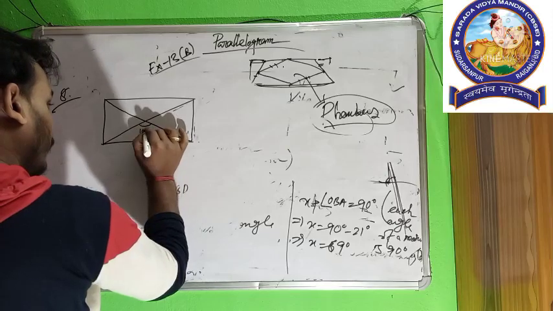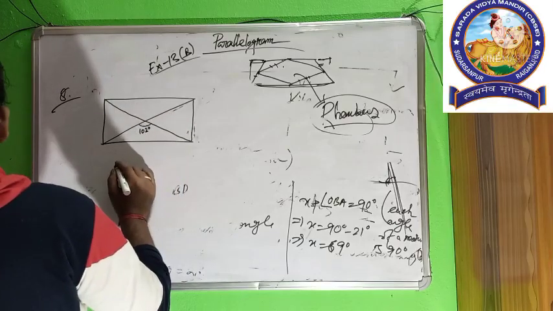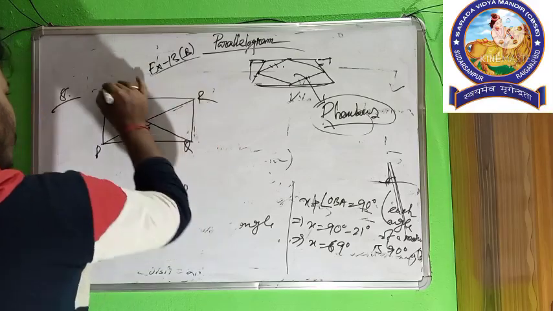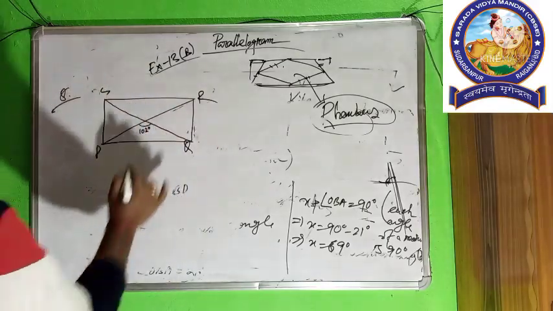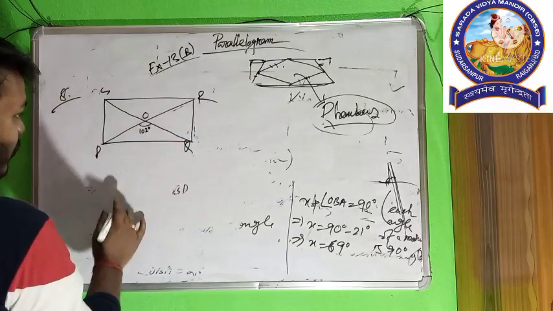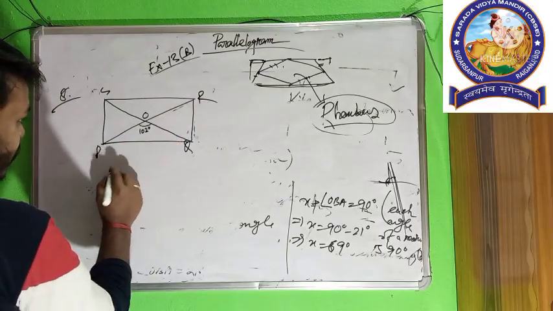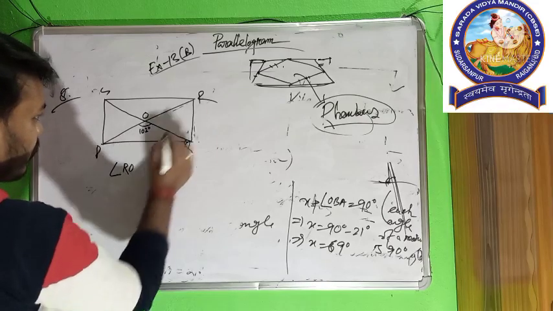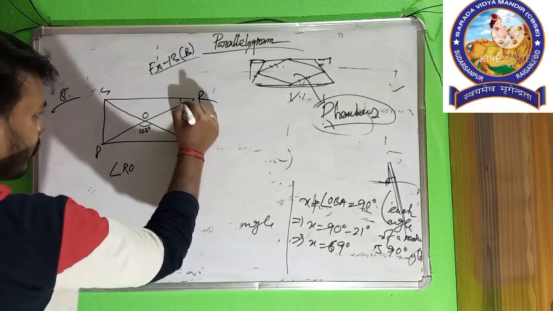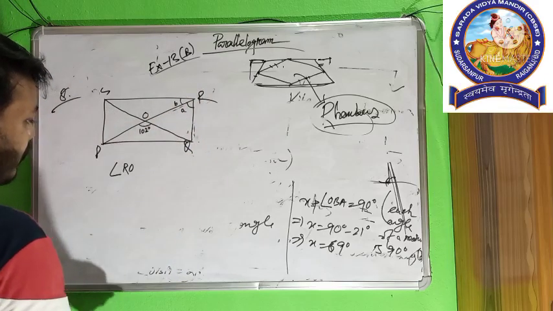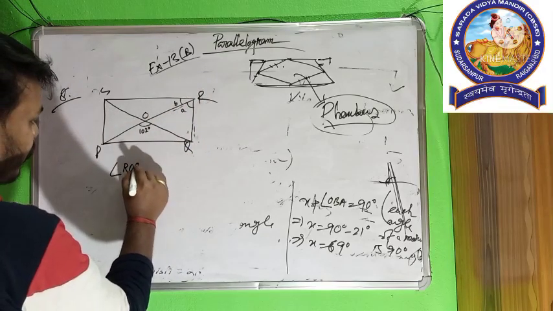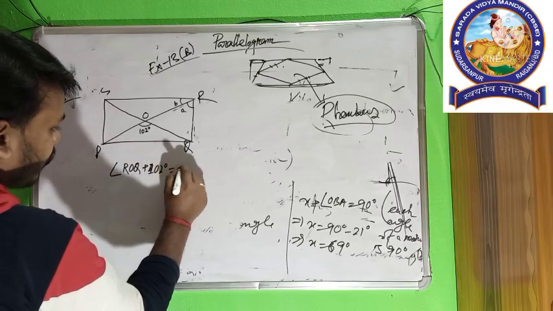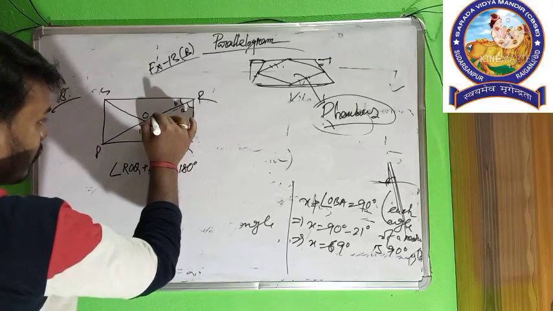102. Rectangle PQRS, with diagonals meeting at O. Angle ROQ is 102 degrees. Find the value of a and b. Angle ROQ plus 102 degrees equals 180 degrees. What is the reason? Together they make one straight angle.